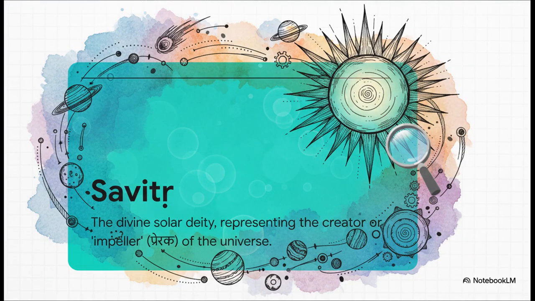So, Savitri refers to a divine solar being, but it's so much more than just the sun. Philosophically, it represents the ultimate source, the creator, the force that kind of impels or sets the entire universe into motion. So our very first clue is pointing to something huge, cosmic creation.